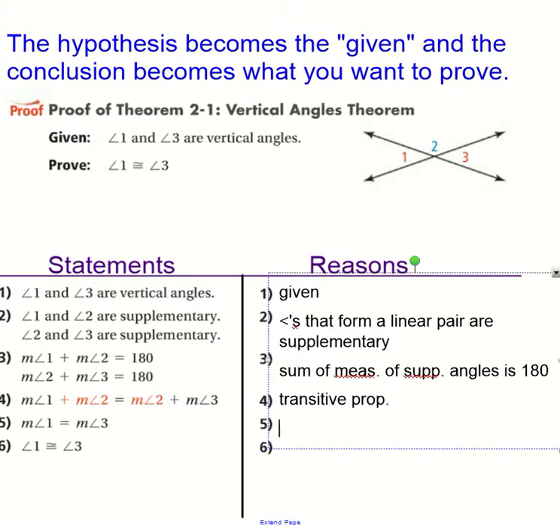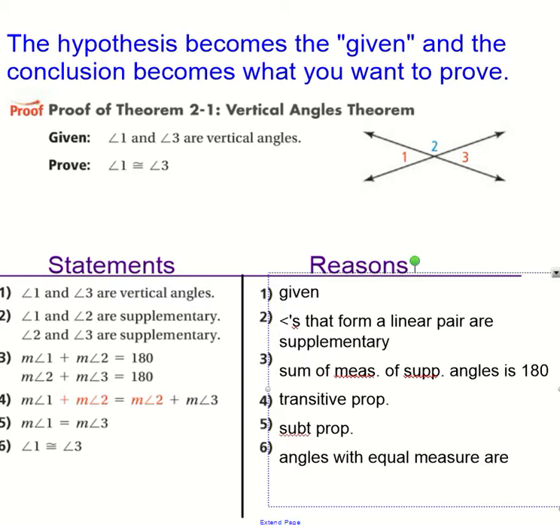Which then we can say that the measure of angle 1 equals the measure of angle 3 because we subtract off that measure of angle 2, we get rid of it. So there we have our subtraction property. And then we get to our final statement. Angle 1 is congruent to angle 3 because we know that angles with equal measure are congruent angles. And there you have all the justifications for our proof of the vertical angle theorem.